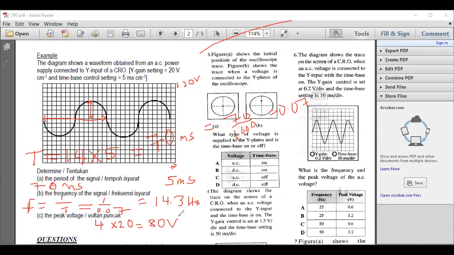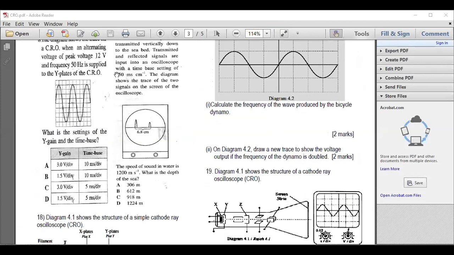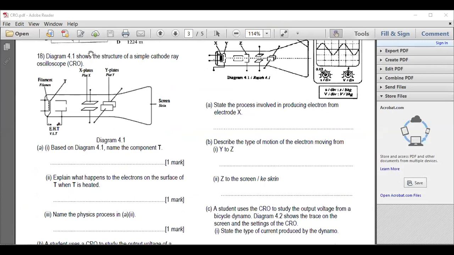Okay, so these are examples of calculation questions. Now we look at example of calculation, structure questions. Now refer to question number 18. Diagram 4.1 shows the structure of a simple cathode ray oscilloscope. Based on diagram 4.1, name component T. Now this component is in front of the filament, so we call it the cathode.